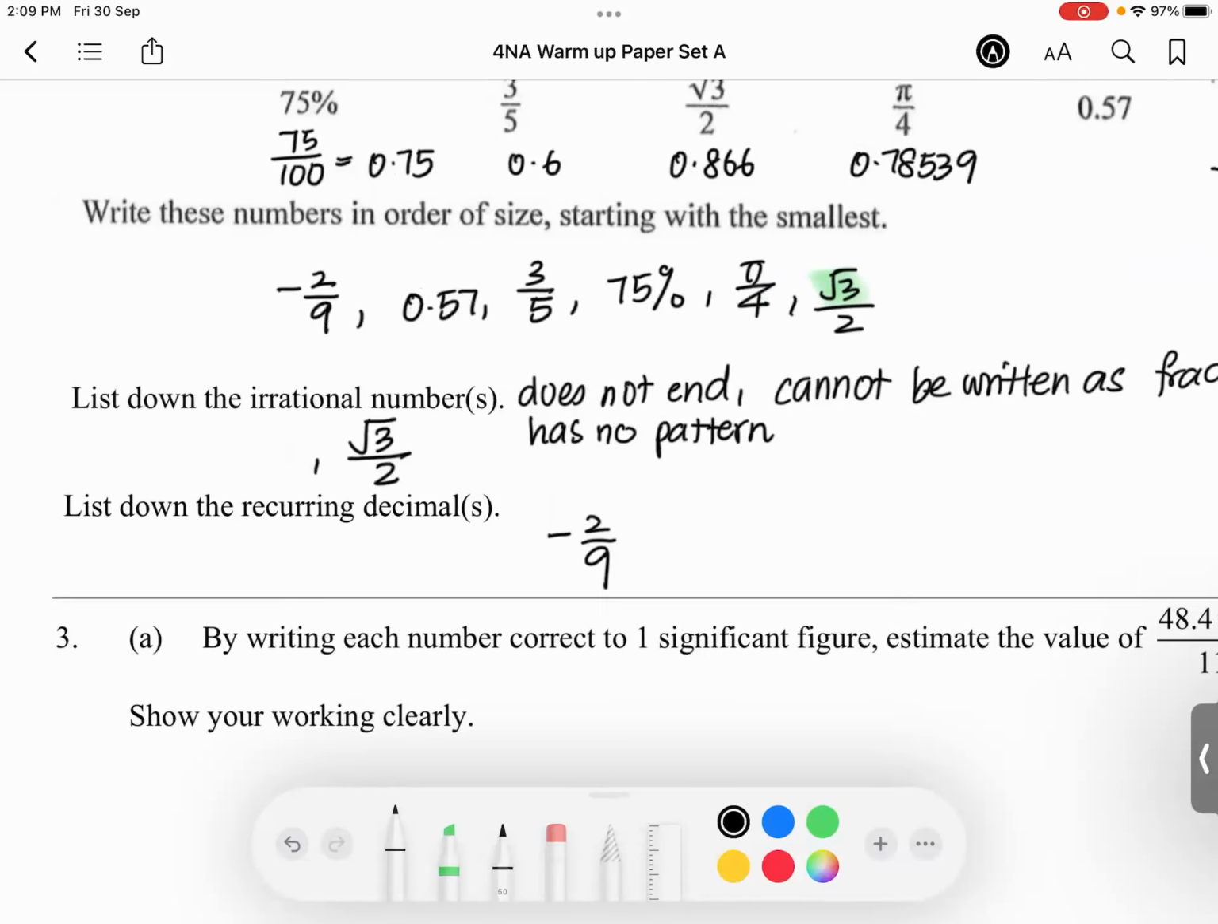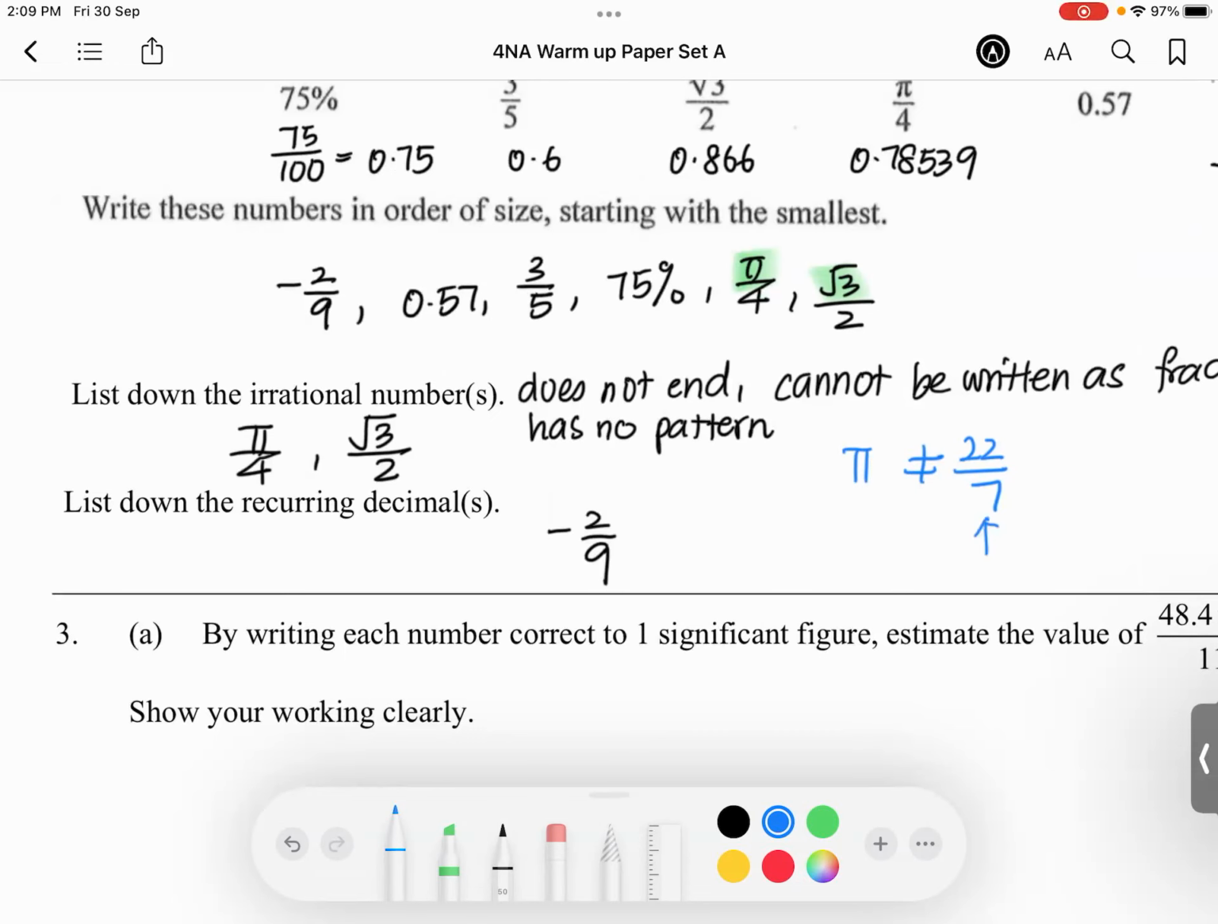Next thing, we have pi over 4. Pi itself is already a number that doesn't end. So pi over 4 is definitely an irrational number. Okay, just to take note, pi is not equal to 22/7. 22/7 is only an estimation. Okay, this is a rational number, but this one is irrational. Right? So please note the following difference.